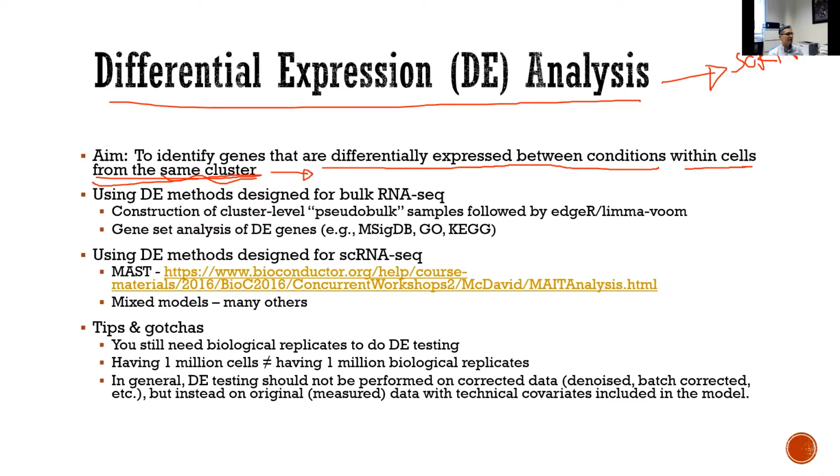You can use DE methods designed for bulk RNA-seq. Sometimes it's fine, but we want to emphasize DE methods specifically designed for single cell RNA-seq. The most widely used is called MAST. MAST has been published with its R package. There are many others, and we will mention them, but MAST will be okay for most of the use cases.